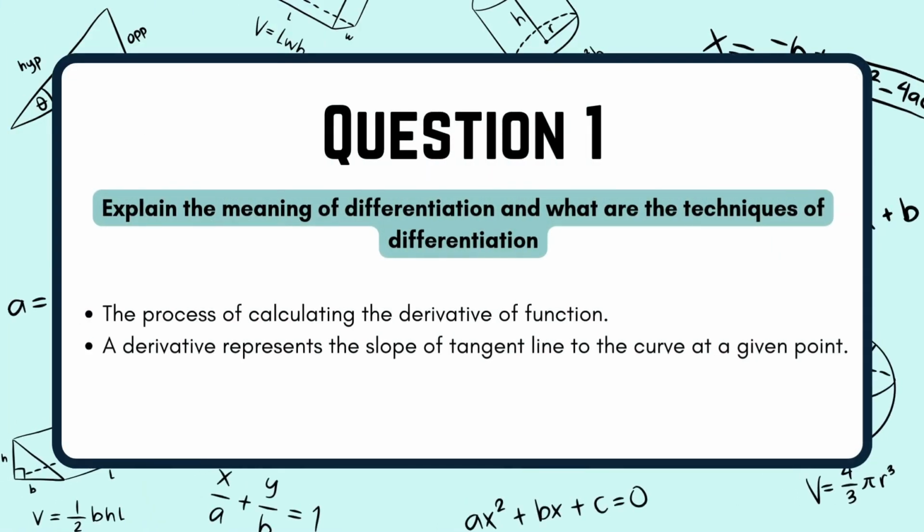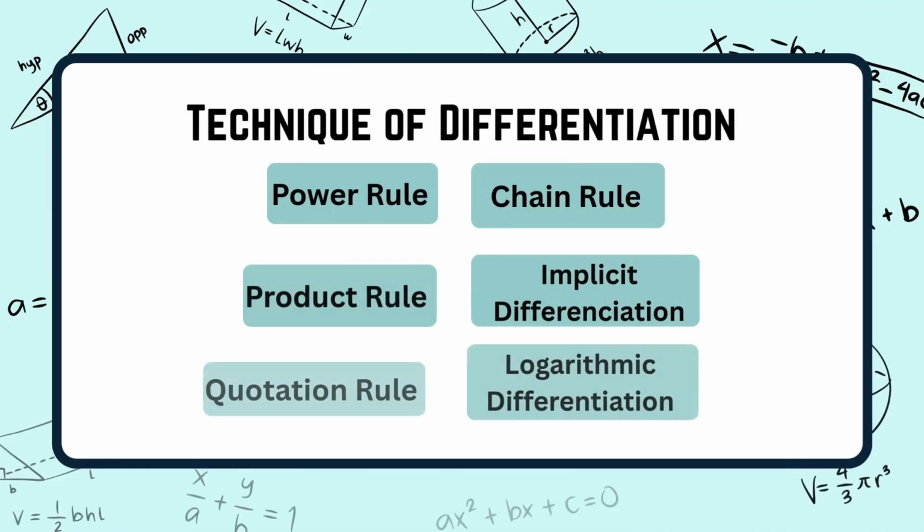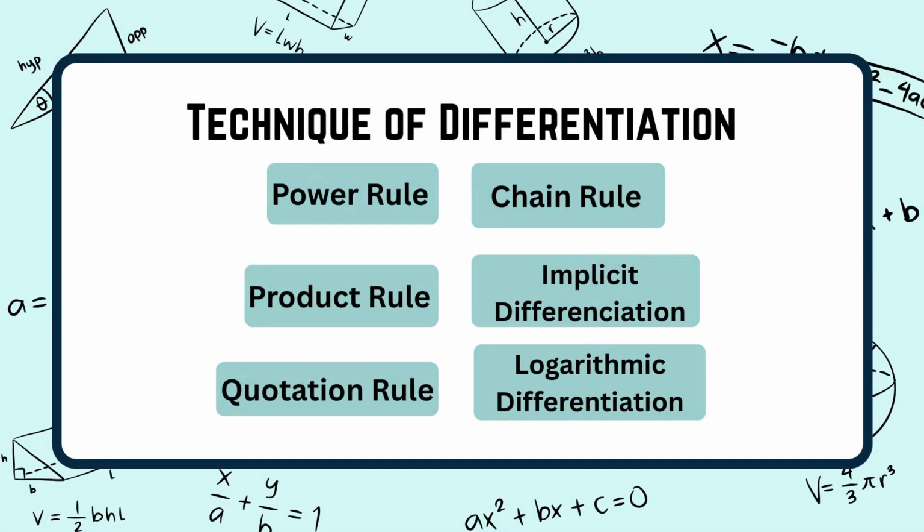Explain the meaning of differentiation and what are the techniques of differentiation. The meaning of it is the process of calculating the derivative of functions. A derivative represents the slope of the tangent line to the curve at a given point. What are the techniques of it? First of all, we have the power rule, second, the product rule, third, the quotient rule, fourth, the chain rule, fifth, implicit differentiation, and lastly, logarithmic differentiation.